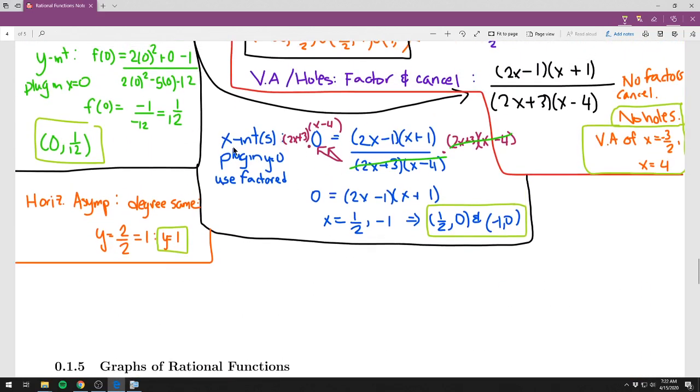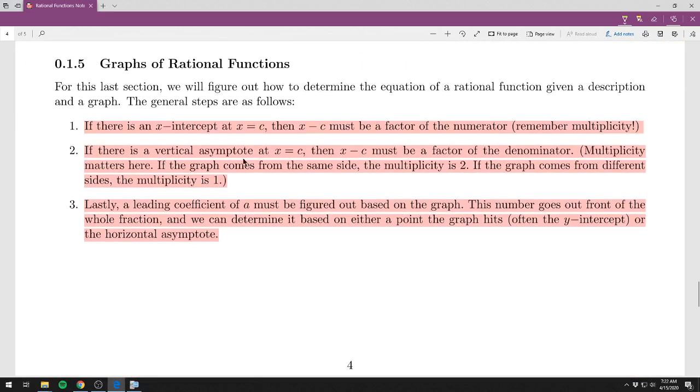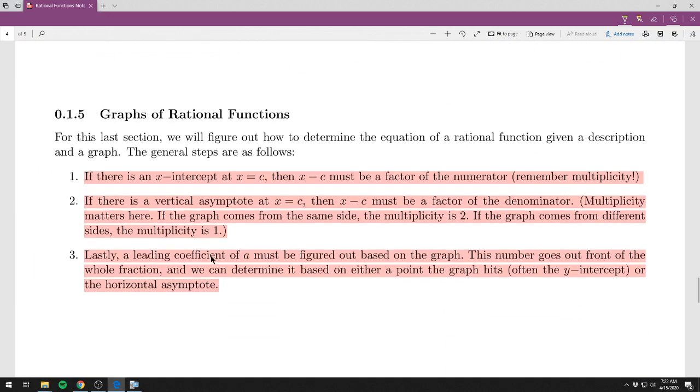We can see that working up here. If there is a vertical asymptote at x equals c, then x minus c must be a factor of the denominator. So remember, our vertical asymptotes come from the denominator equaling 0. You don't have to worry about holes in this section because we cannot see holes on graphs. One thing to talk about here is the multiplicity. Remember the multiplicity for an x-intercept: it's 1 if it passes through, and it's 2 if it only touches the x-axis.